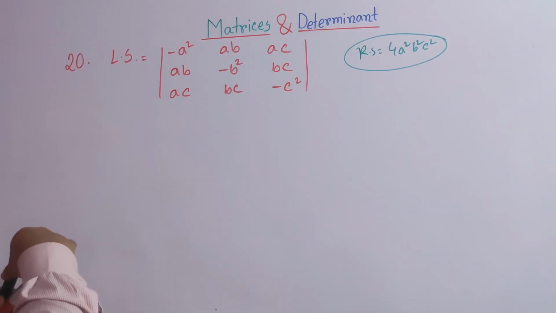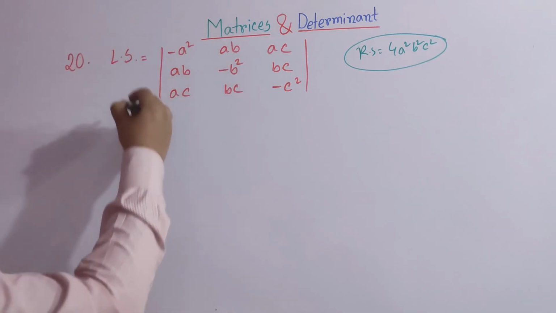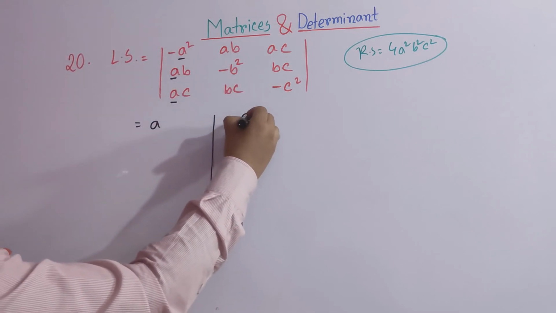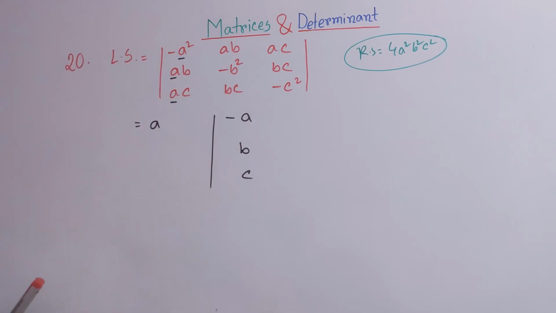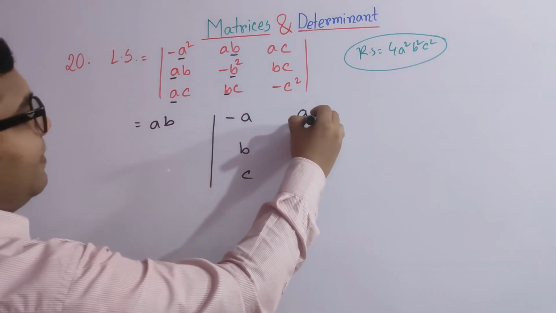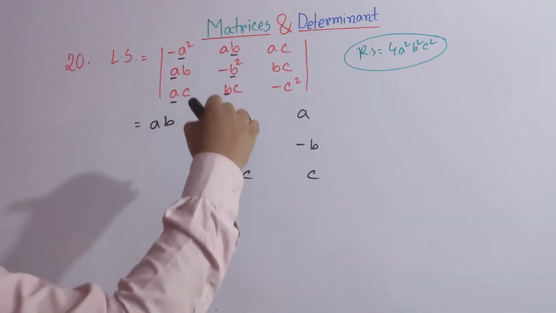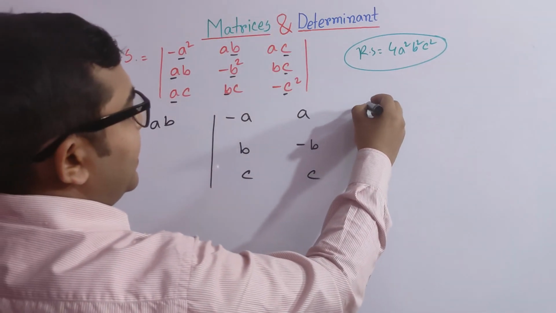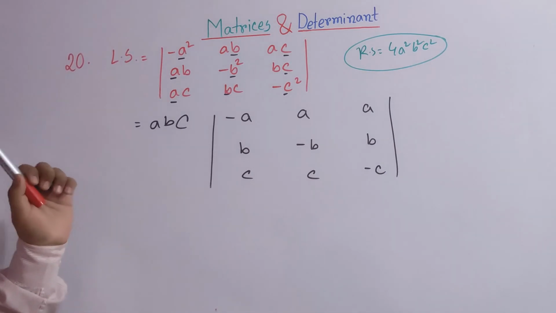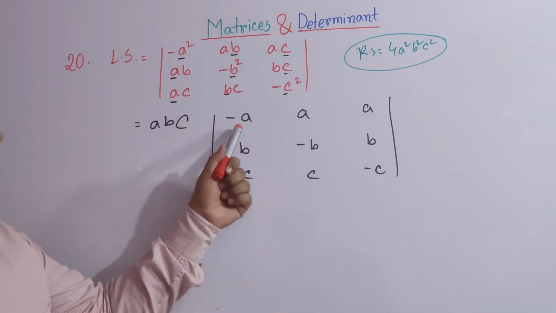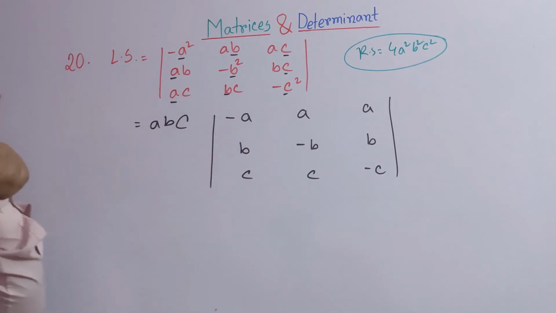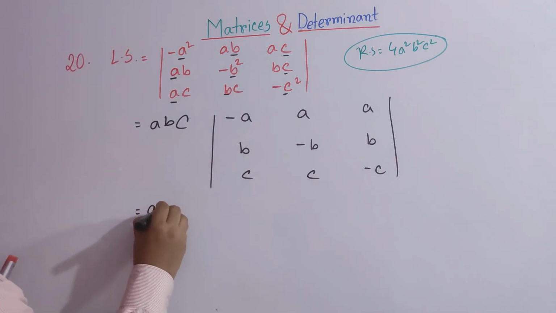So here we are taking common from the first column of A. If we take common A, then it can be written as minus A, B, C. Here the second column should be common B, so it should be A, minus B and C. From the third column we can take common C, so it should be A, B and minus C. Okay, but very interestingly we have seen that from the first row, second row and third row we can easily take A, B, C as common. So again we have A, B, C common.